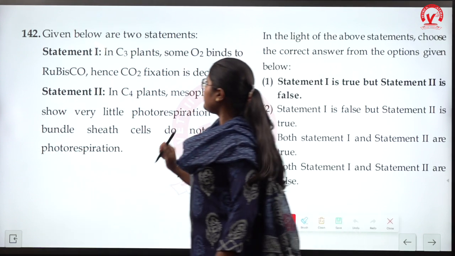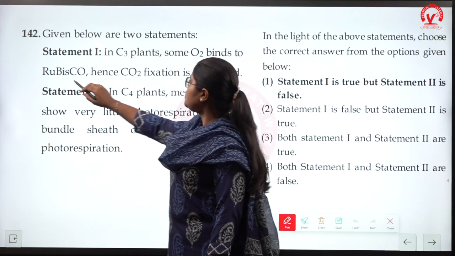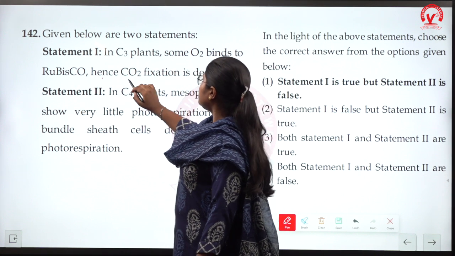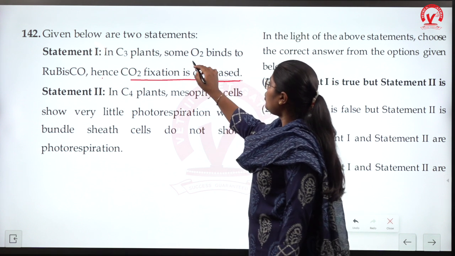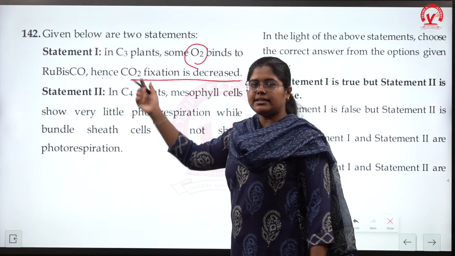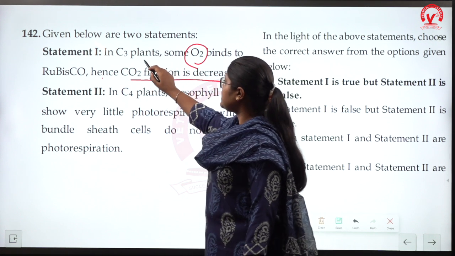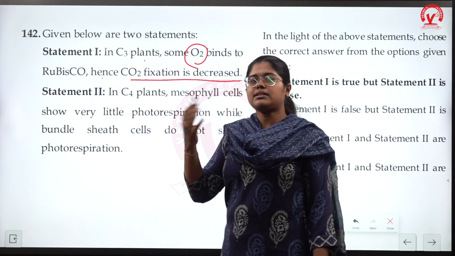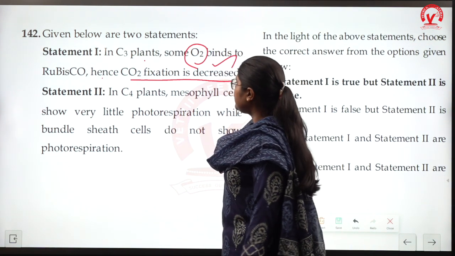Next question, they have given a statement question. In C3 plants, some O2 binds to rubisco. Hence, CO2 fixation is decreased, they have said. So O2 binding with rubisco represents photorespiration. So since photorespiration happens in C3 plants, CO2 fixation decreases, they have said. This is a correct statement.